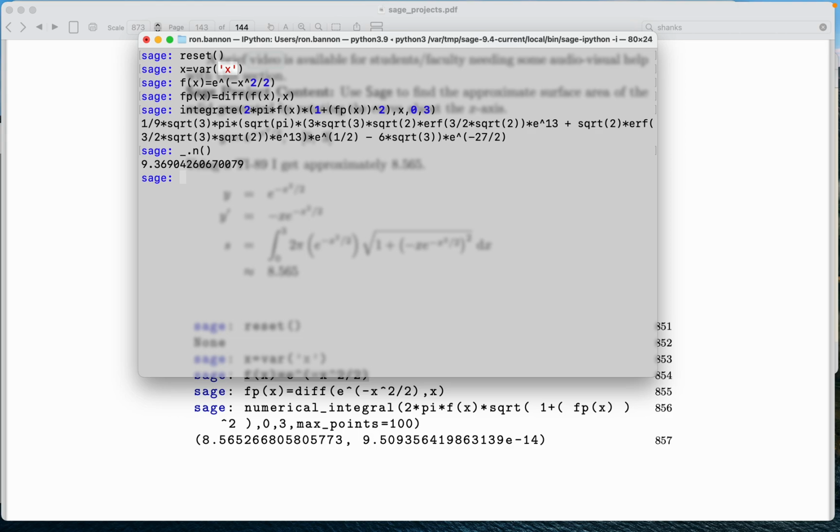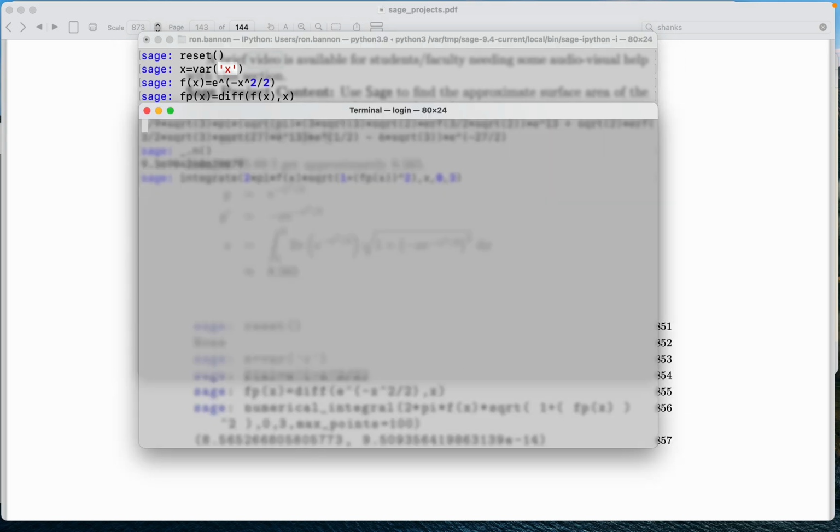And I'm wondering, did I make a mistake somewhere? 2 pi f of x. I did. I made a mistake in my integration. Let me go back to my integration. I forgot to type in the square root. And let me do that. Oh, it's working. Let's see if it's going to do it though. By the way, I'm going to open another terminal window. I can run the top application to show you something.